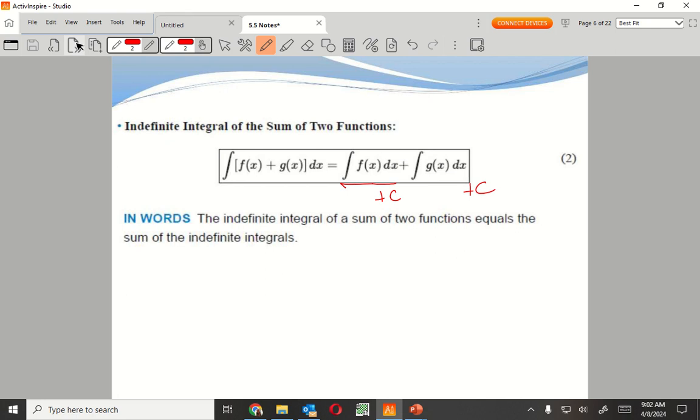But since they're both constants together and I separate them, I'm just going to say that they're individually one c. Because if that one's 2, that one's 5, I would just say plus c, which is 7, with both of them together. So if you break it up like this, you don't have to put plus c for each. It's identified with just one of the plus c's.